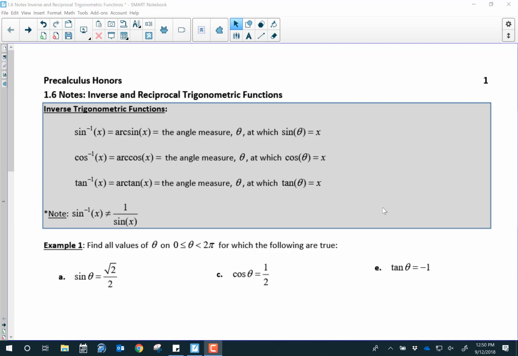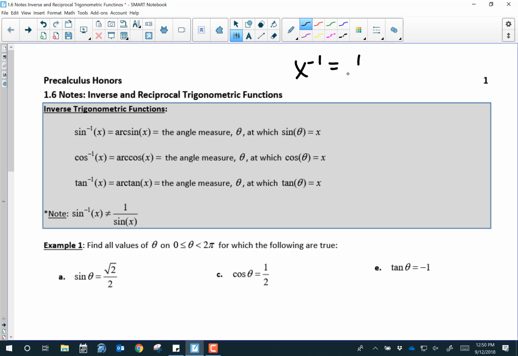All right, note, this is very important. The inverse sine does not equal the reciprocal of sine, okay? Because we're going to be talking about reciprocal trig values, that's something entirely different. If I take, for instance, x to the -1, you would say 1 over x, right? So the reciprocal of x is its inverse, okay? But with sine, cosine, and tangent, that is not the case. The inverse is not the same as the reciprocal with sine, cosine, and tangent, okay?